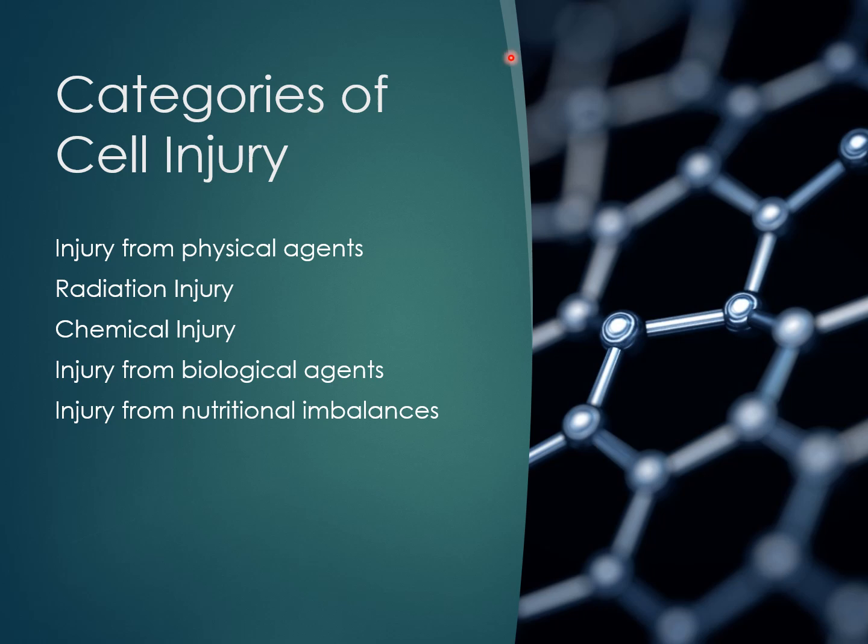So there are a lot of different categories of environmental things that can cause injury and then potentially damage or death to the cells. We're going to talk specifically about those things that fall under the physical agents piece. We'll talk about three of those here in a moment.